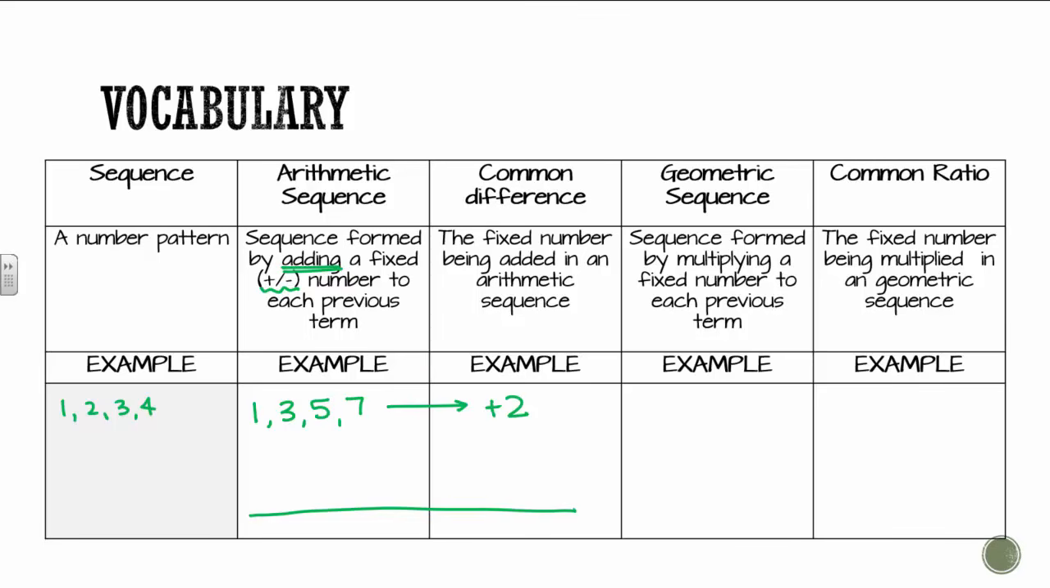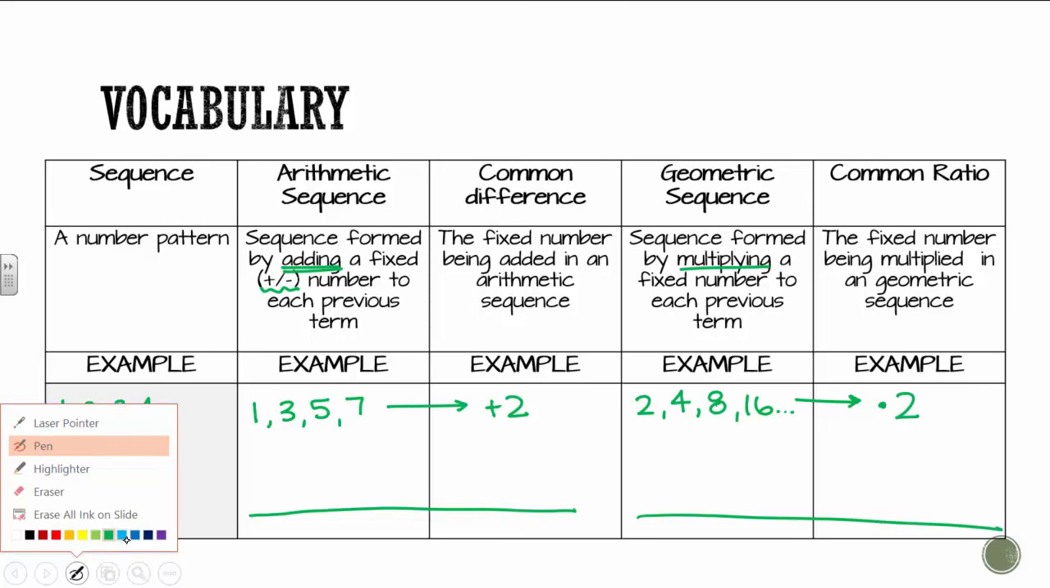And now a geometric sequence is one formed by multiplying a fixed number to each previous term. So if we start with 2 and then we do 4 and then 8 and then 16, we can keep on going. But what I'm doing every time is I'm multiplying by 2. And that 2 this time is called a common ratio. So come up with one of your own.